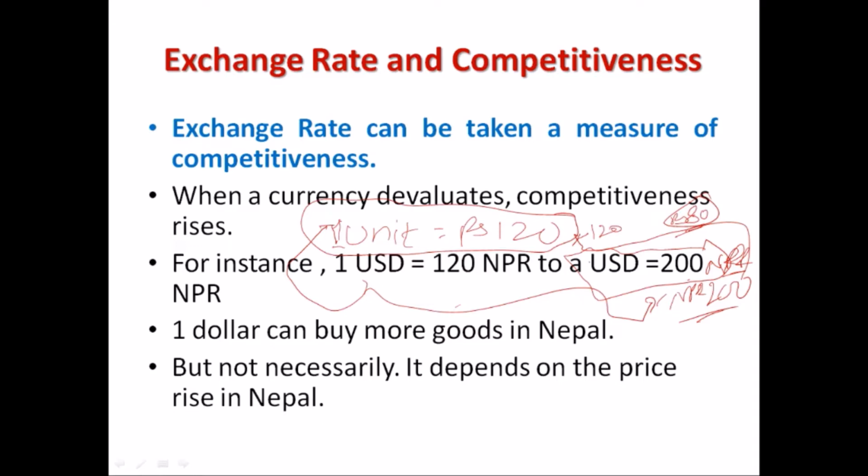So considering the example earlier, suppose that 120 Nepalese rupees is required to purchase a good equivalent to $1 from abroad. But now 200 rupees is required. So this means that the cost of the commodity that cost $1 abroad was earlier 120 rupees in Nepal, but now it becomes 200 rupees. So the imported commodities are likely to be expensive, so import is likely to decline. So simply, the exchange rate can be used to measure whether the export sector is competitive or not.